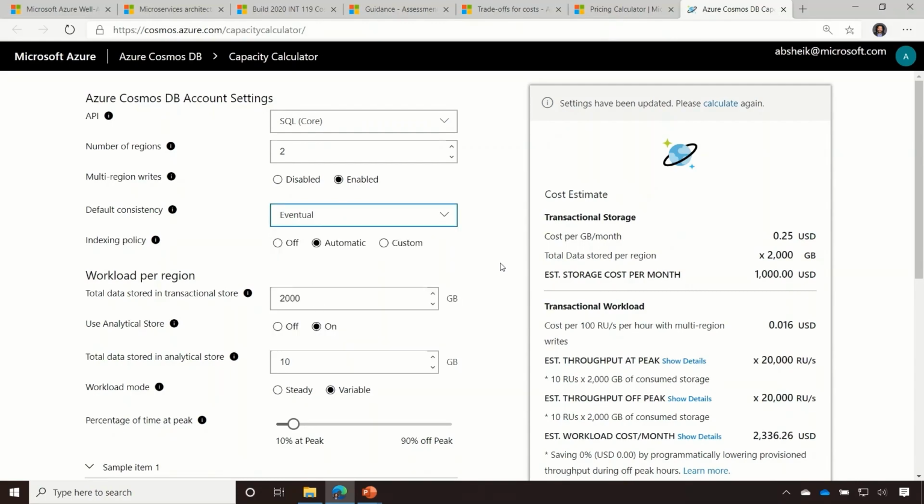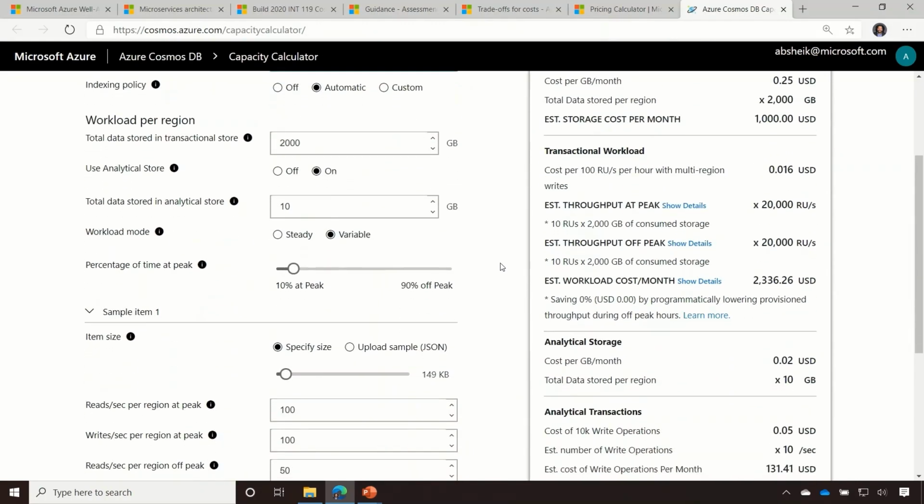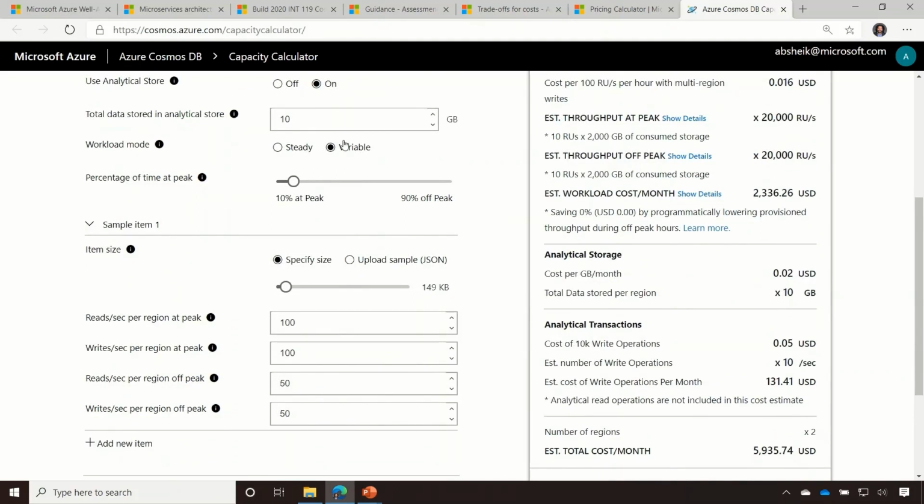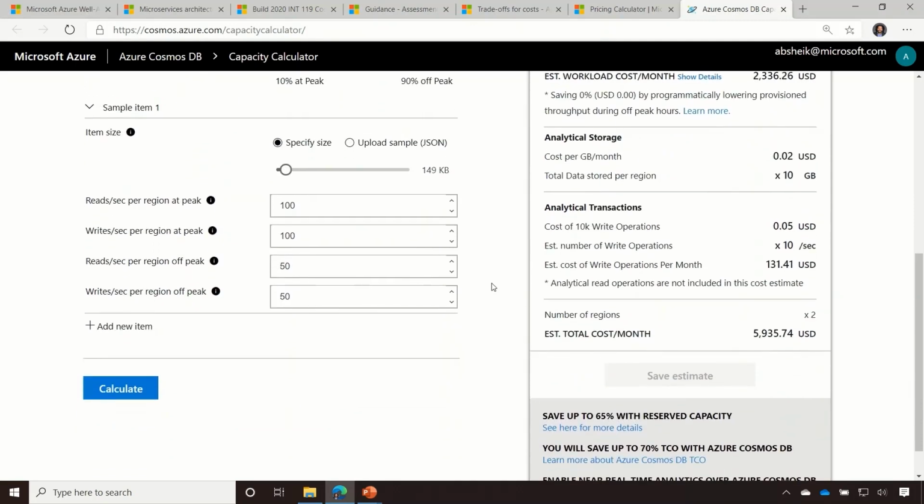We will choose eventual consistency. The choice that we are making here, which has the most significance on the cost, is that we would have 2 terabytes of data per workload per region. We are also estimating the percentage of peak time characteristics and indicating that the workload mode is variable and will have a 10% peak traffic throughout the lifecycle.